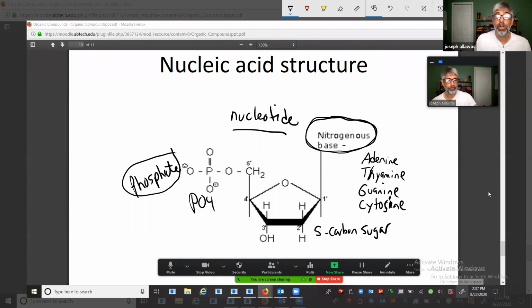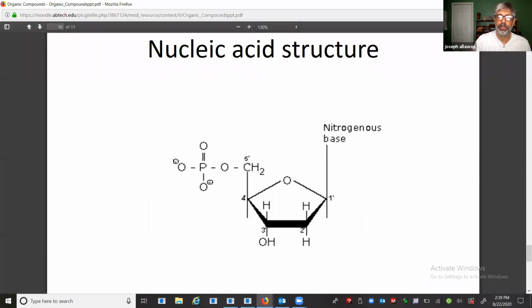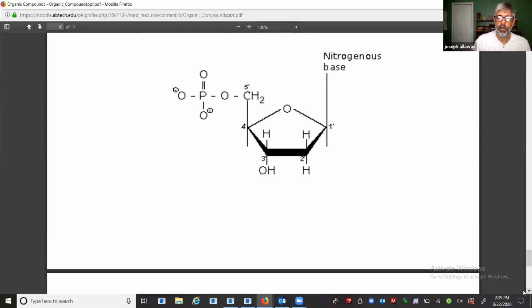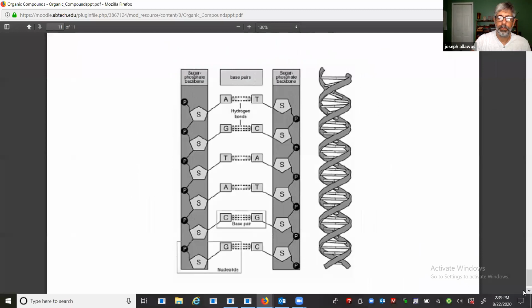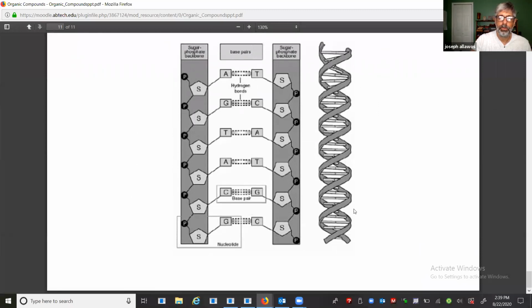Okay, so you basically stick these things together, and that's how you end up with a nucleic acid. Okay, we're going to focus on DNA for our example of a nucleic acid. And what's cool about DNA is it is a two-sided molecule. Okay, the A stands for adenine, and the T for thymine, and the G for guanine, and the C for cytosine.